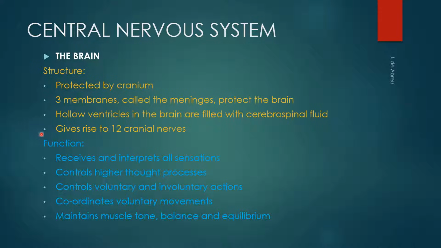And then the brain gives rise to 12 cranial nerves. And then the function of the brain. So the function of the brain is actually really easy because the function of the brain is made up of the functions of the subsections of the brain. So number 1, it receives and interprets all sensations. Number 2, it controls higher thought processes. Number 3, it controls voluntary and involuntary actions. Number 4, coordinates voluntary movements. And number 5, maintains muscle tone, balance, and equilibrium.